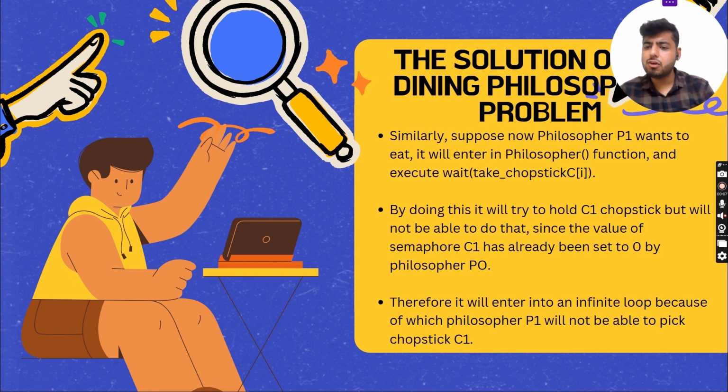By doing this, it will try to hold C1 chopstick, but will not be able to do that, since the value of semaphore C1 has already been set to 0 as philosopher P0 entered there, and therefore it will enter into an infinite loop because of which philosopher P1 will not be able to pick chopstick C1.